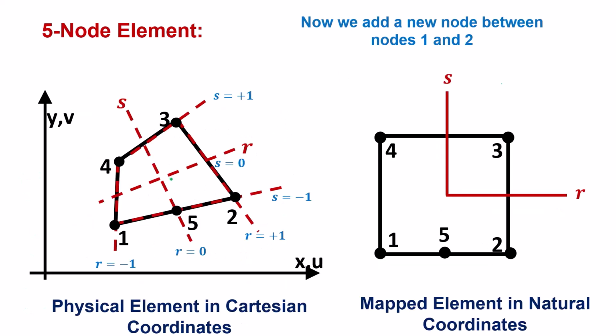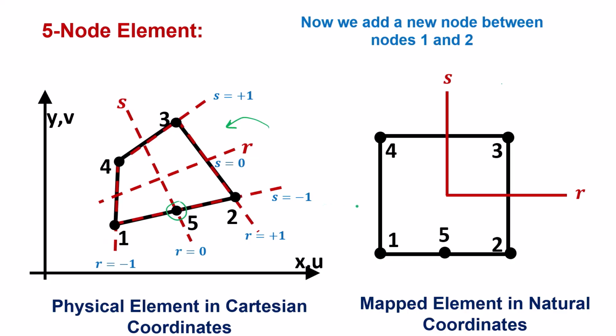Compared to the 4-node element, here we have simply added one extra node between nodes 1 and 2, right in the middle of the bottom edge. On the left, you can see the physical element in Cartesian coordinates. Again, it can be distorted, but the node numbering still goes counterclockwise. Notice that node 5 lies on the edge between nodes 1 and 2.